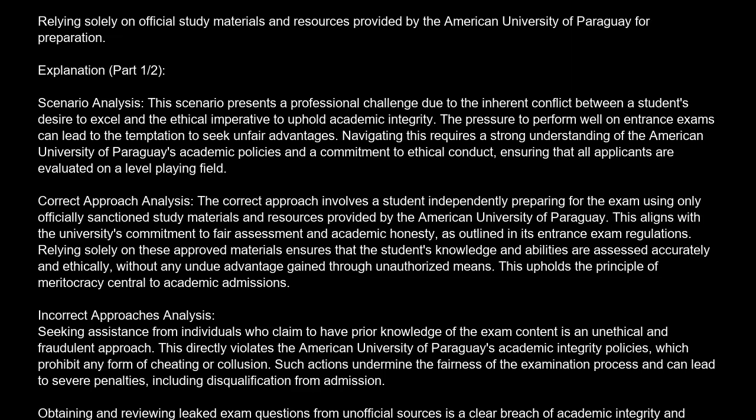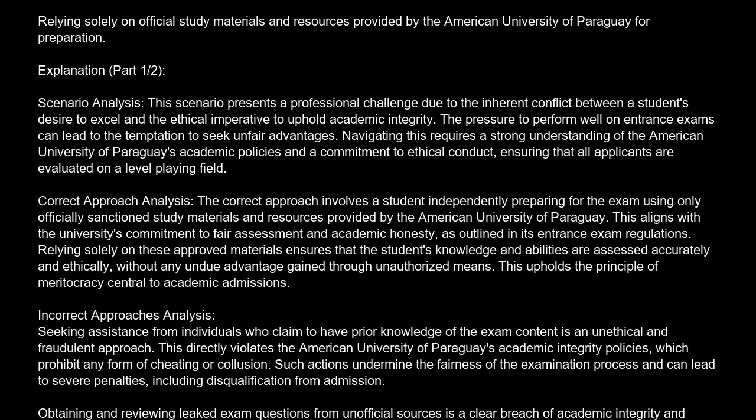The correct answer is A. Relying solely on official study materials and resources provided by the American University of Paraguay for preparation. Explanation. Scenario analysis. This scenario presents a professional challenge due to the inherent conflict between a student's desire to excel and the ethical imperative to uphold academic integrity.